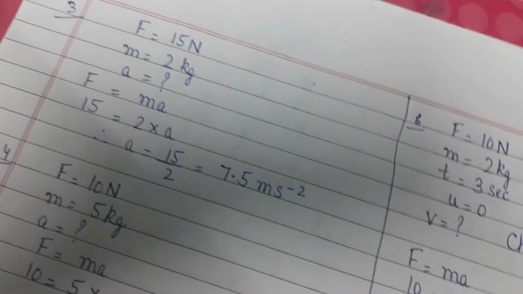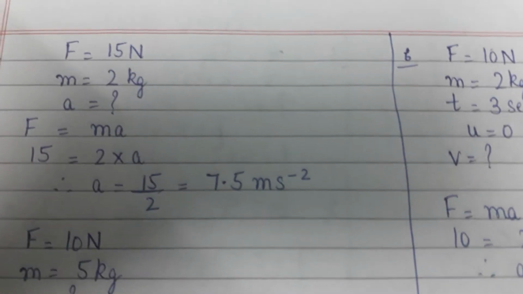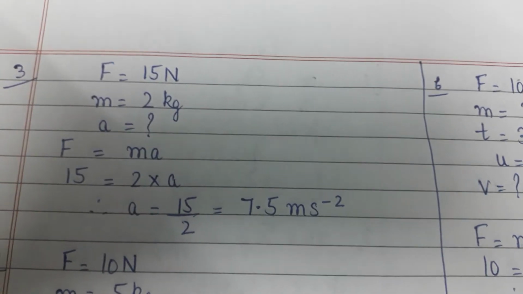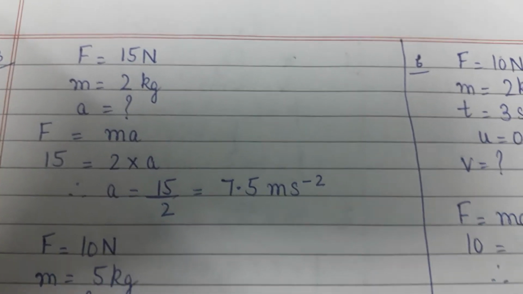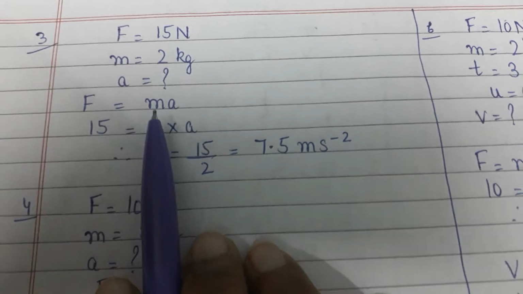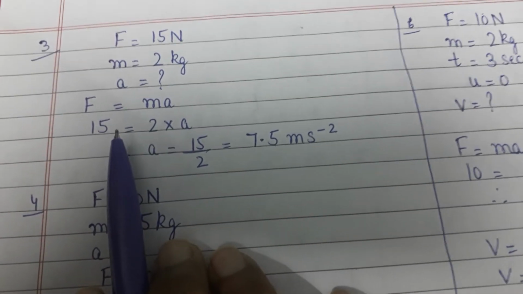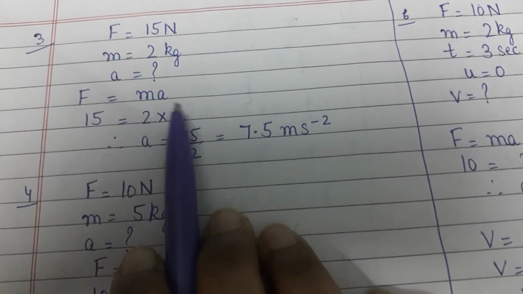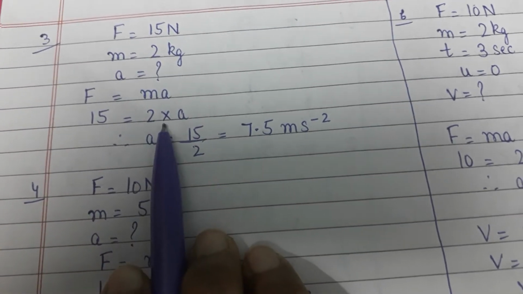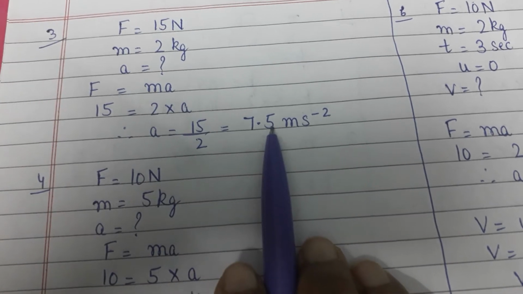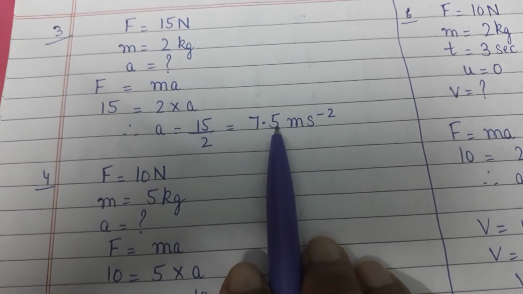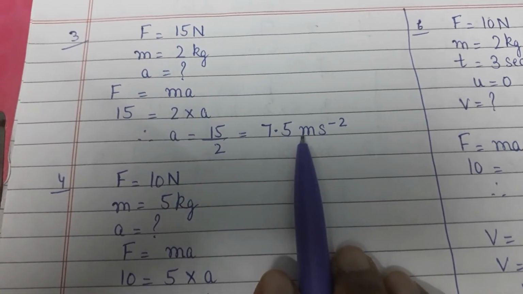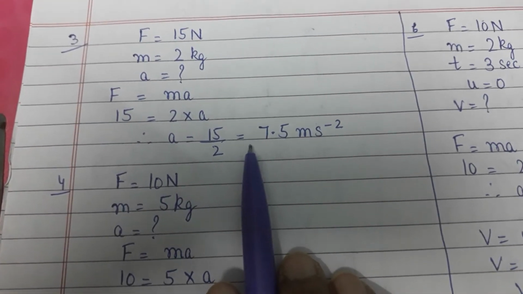Now we go to the third numerical. I read out the third numerical, children. A force of 15 newtons acts on a body of mass 2 kg. You need to find out the acceleration. Very easy, children. Newton's second law of motion, that is force F is equal to ma. I substitute the values and I can easily work out the value for acceleration, that is 7.5. And remember, children, the unit for acceleration is meter per second square, right? This is Newton's second law.